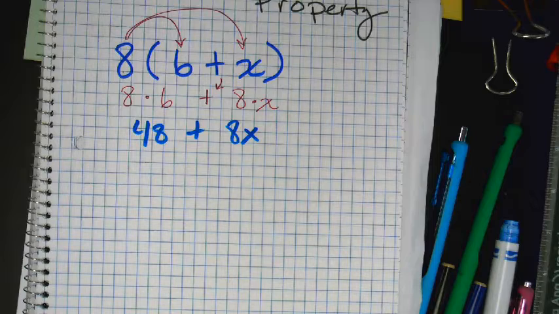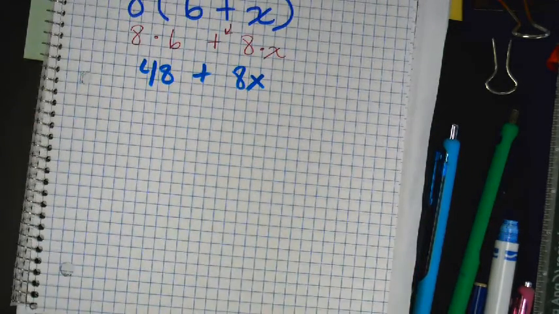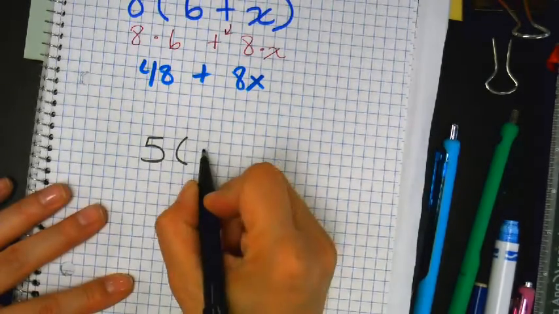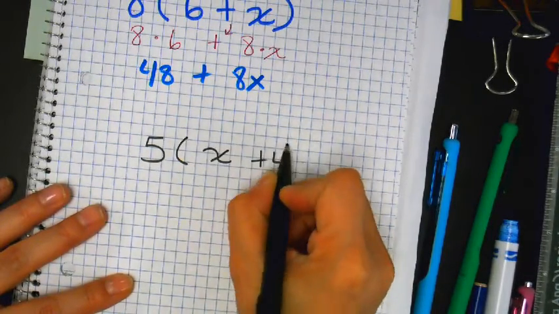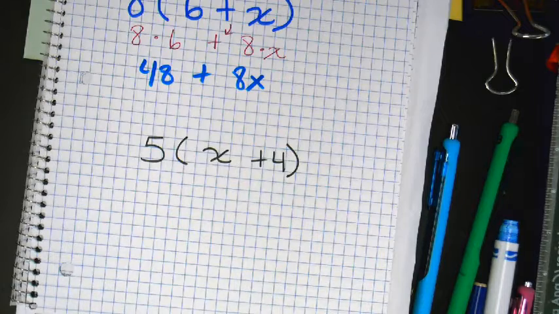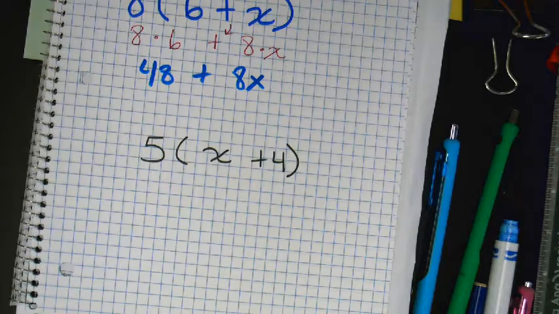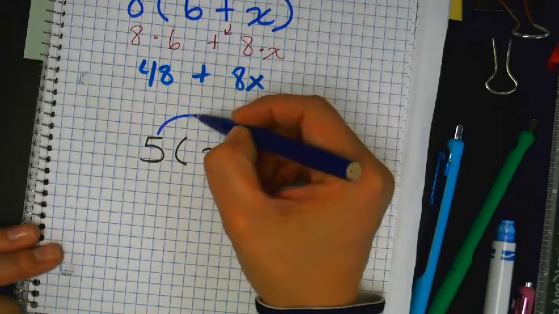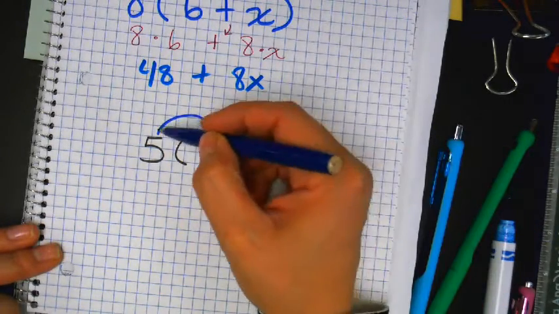Remind me how to do it. All right. 5 parentheses x plus 4. So what are we distributing? Candy. What number is our candy? 5. So give the 5 to the x. You give the 5 to the 4.